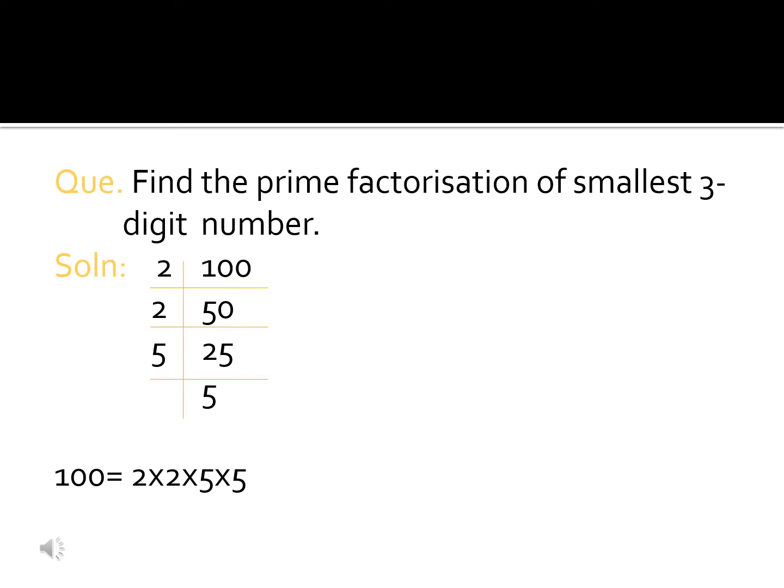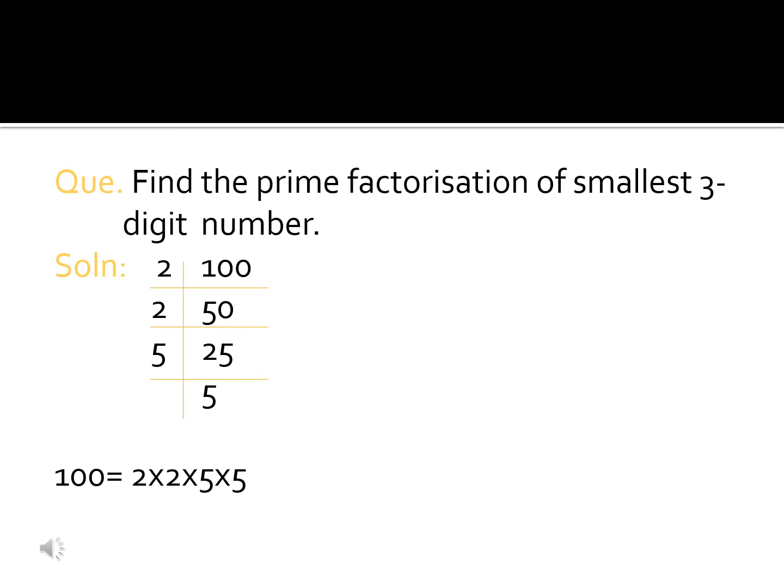At the second step, 50 is again divisible by 2. So I again selected 2 as the divisor. 2 multiplied by 25 is 50. So I got the quotient as 25. Now 25 is not divisible by 2 and it is not divisible by 3 as well. So the next prime number is 5.